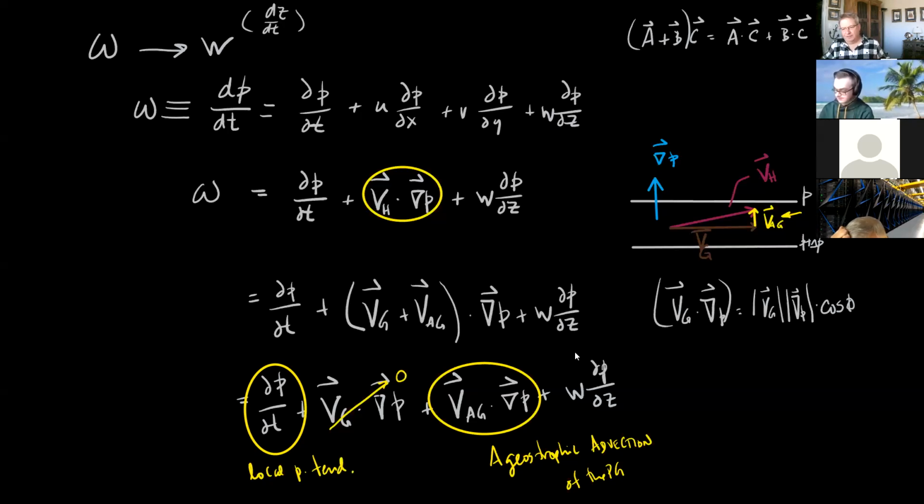And then what's this? What would you call this? Change in pressure with height. But it's multiplied by what? Vertical pressure advection. Right, vertical advection of the PGF.